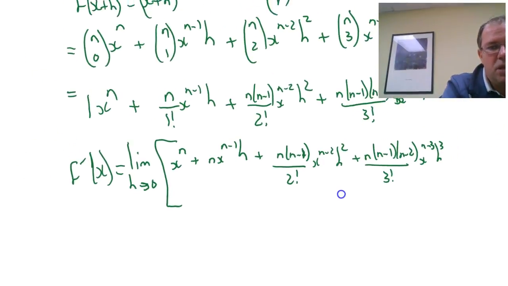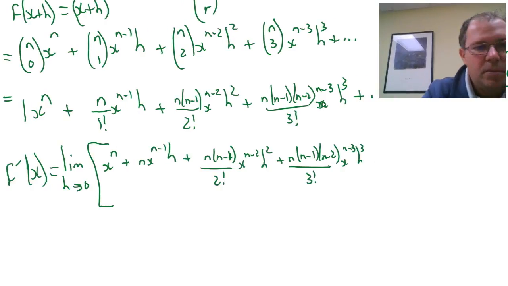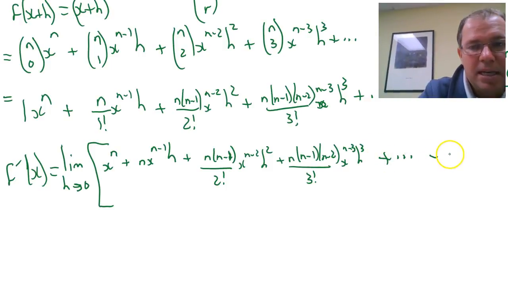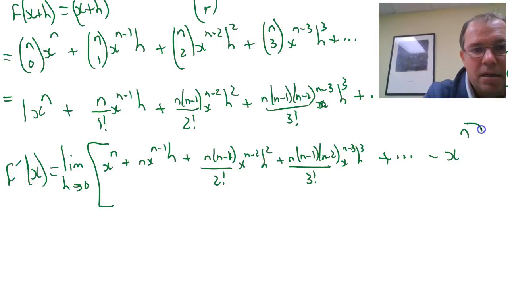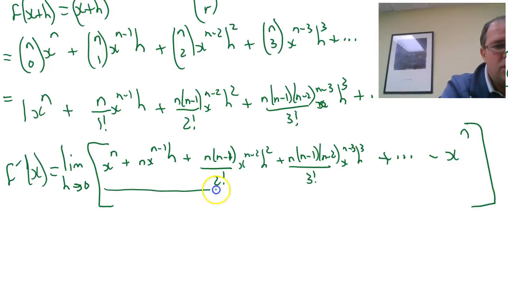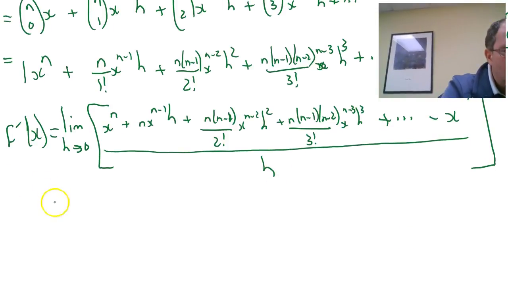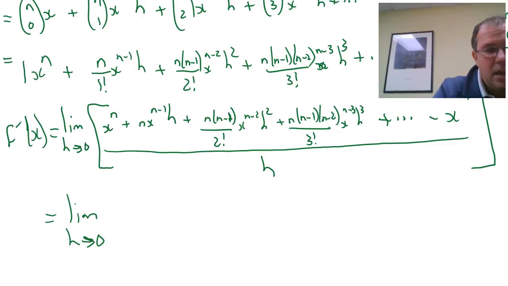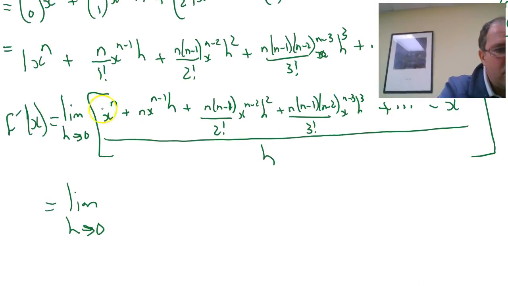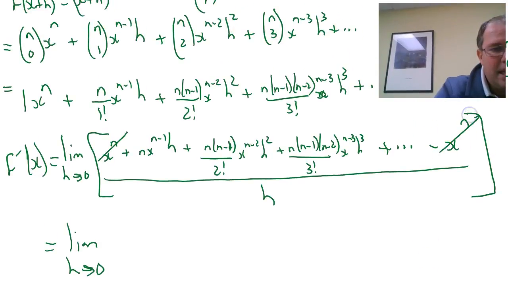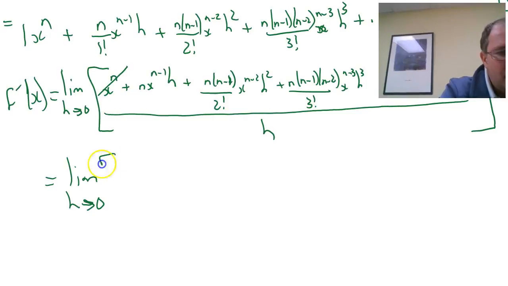Make this a bit smaller so we can see it. Plus dot dot dot minus f of x, which is x to the n, all divided by h. So let's tidy this up a bit. I'm going to copy down the limit of h tends towards 0. Haven't done the limit yet. Take out h as a factor on the top. Cancel the x to the n's nicely. Take out h on the numerator. So let's have a go at this.